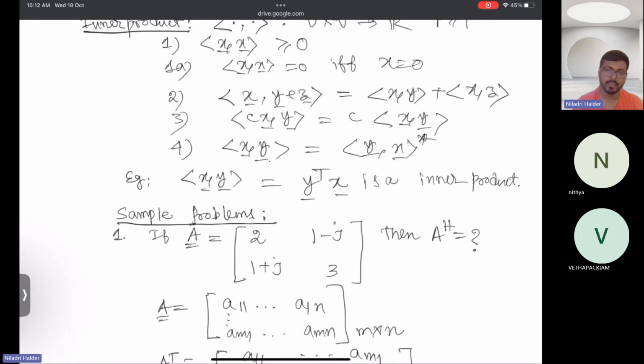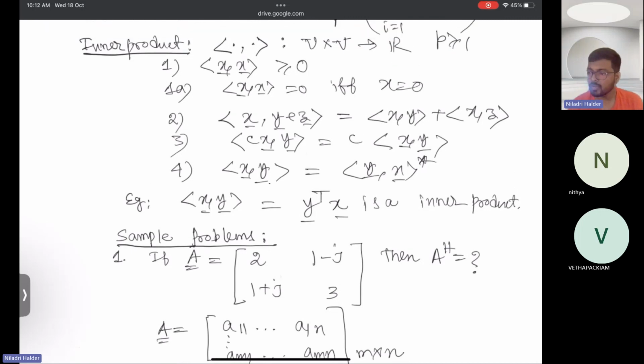So if you check, y transpose x is also an inner product. You can show that these four conditions are satisfied. So y transpose x is also an inner product.